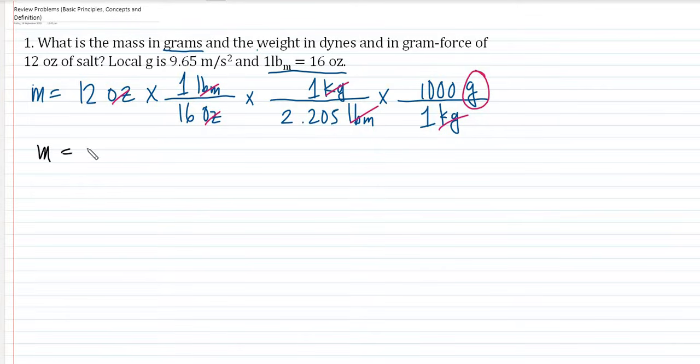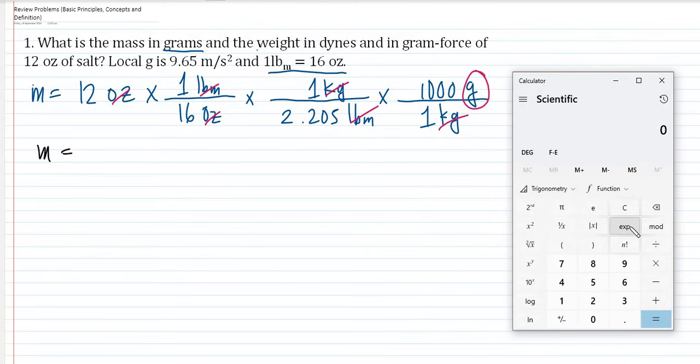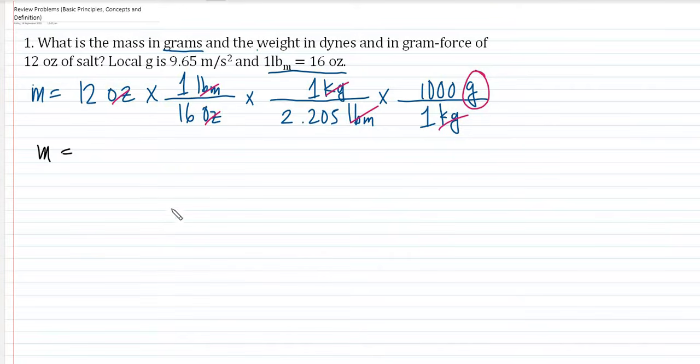So let's go ahead and get our calculator and input the given. We have 12 times 1,000 and then divided by 16 times 2.205. So the answer is 340.14. Let's write that in: 340.14 grams. So that is the mass in grams. Next, what is the weight in dynes?